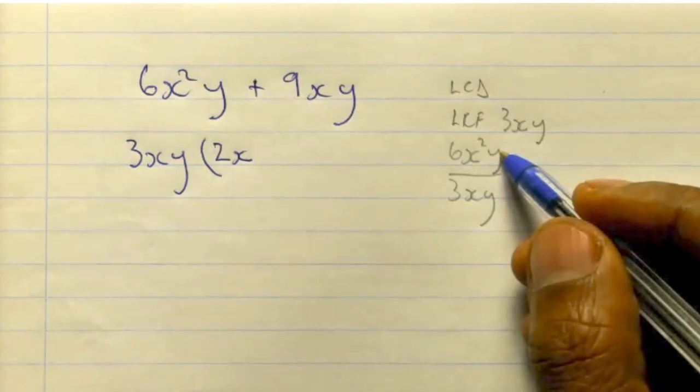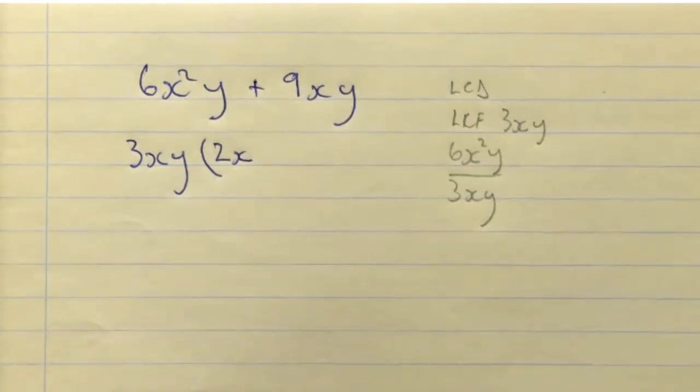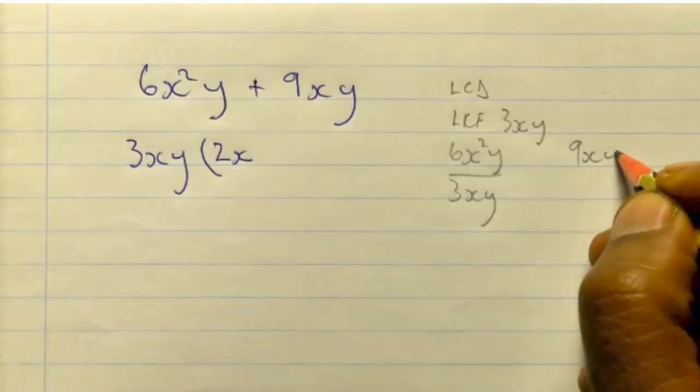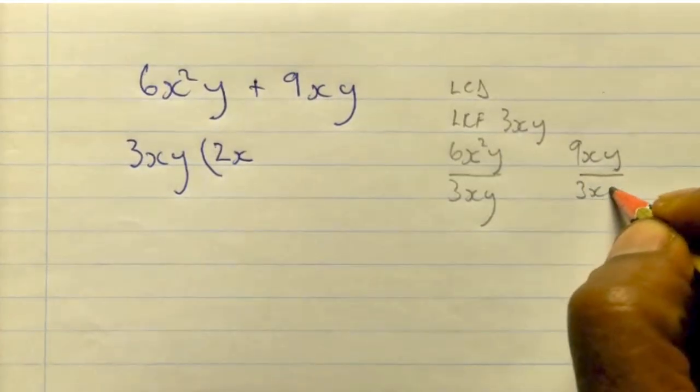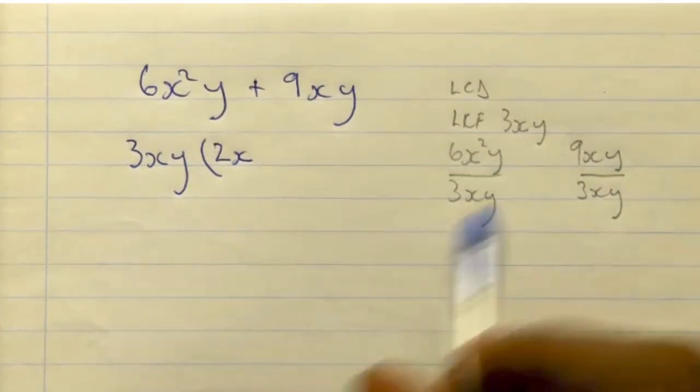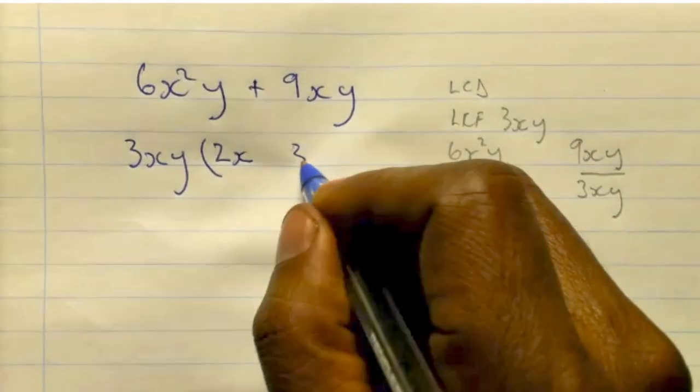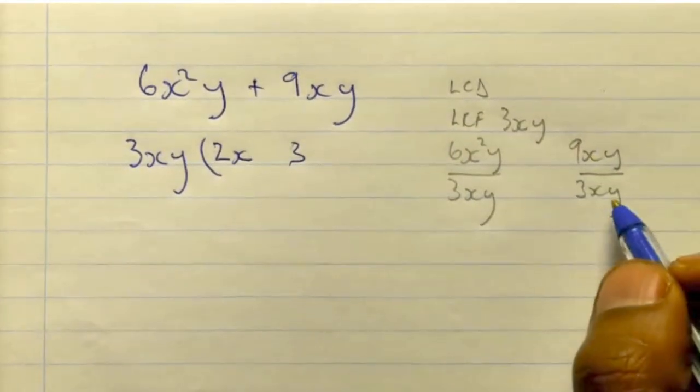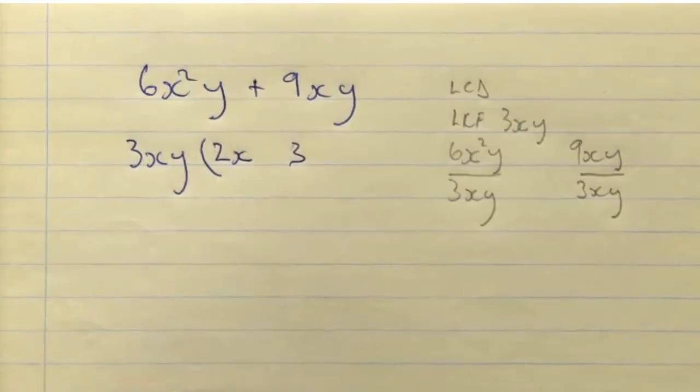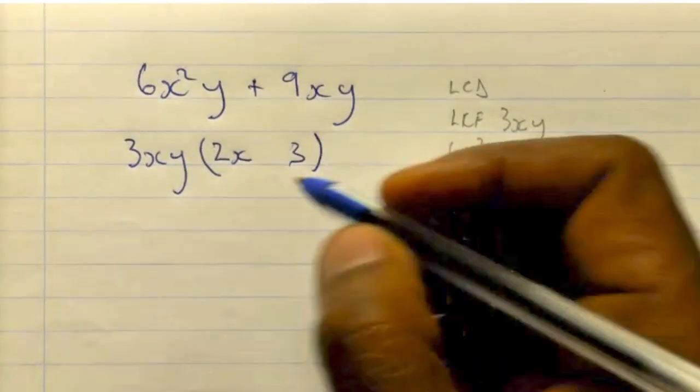Y goes there once, invisible 1. Okay, then you write 9xy, 3xy. What happens now? The 3 goes there, 3. The x goes there once. The y goes there once. Invisible, invisible. So I'm done.